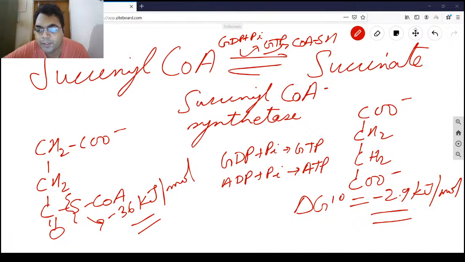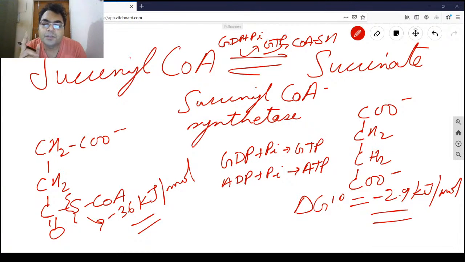So succinate is formed in that process. That is why it is kind of reversible, because the del G naught is not that negative. So it can be a reversible process. So I have put two arrows, that is the reversible arrows.